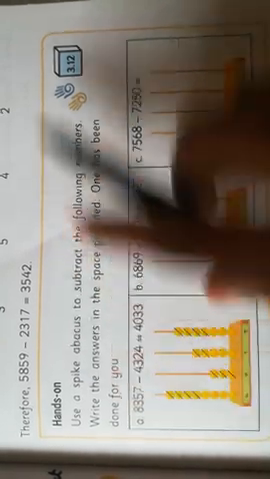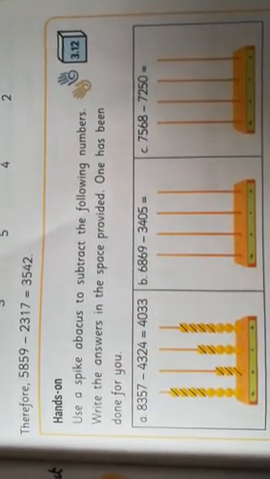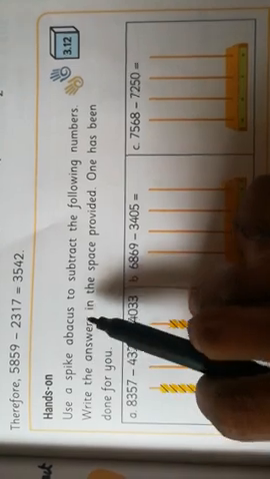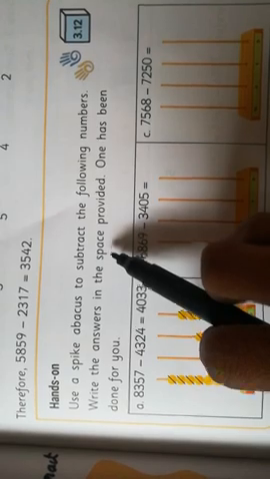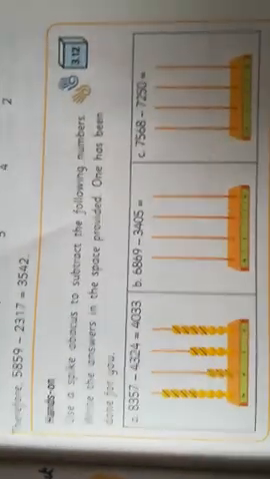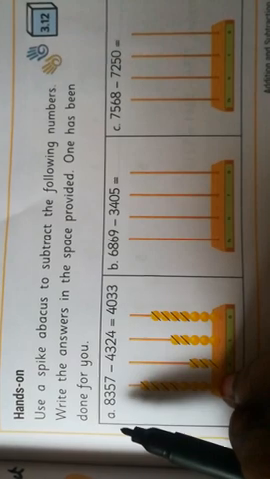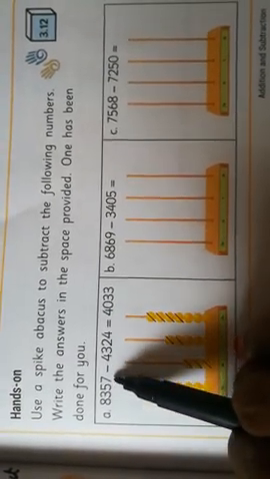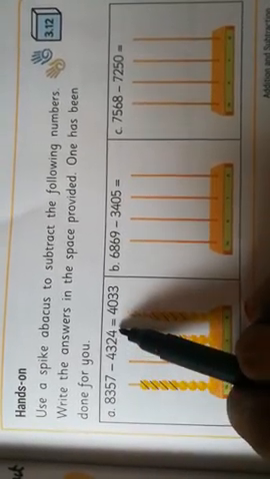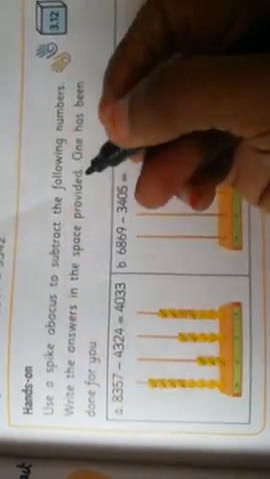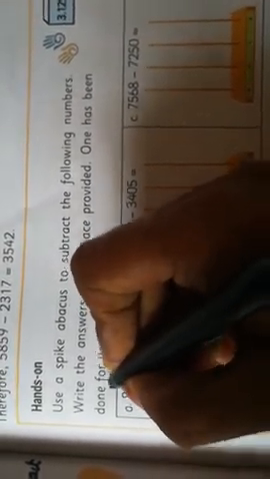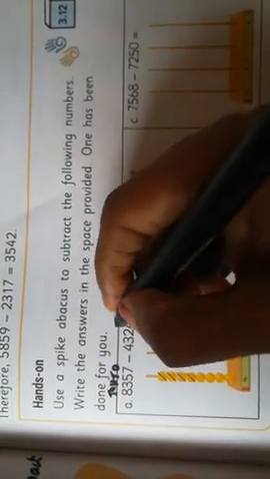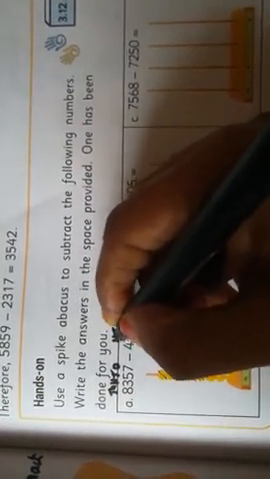Hands-on activity. Activity number 3.12 in page number 69, children. Use a spike abacus to subtract the following numbers. Write the answer in the space provided. One has been done for you. Option A, 8357 minus 4324 equals. First we have to put the ones, tens places for the given set of numbers. Ones, tens, hundreds, thousands. Then ones, tens, hundreds, thousands.